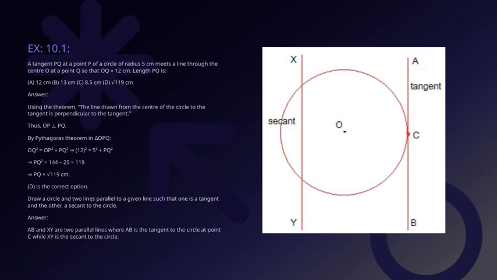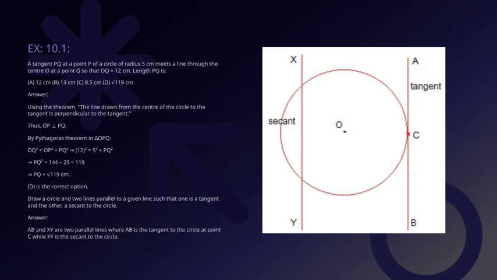The correct answer here is option D, which is the square root of 119 centimeters. How do we arrive at this? Well, by applying the Pythagorean theorem, we analyze the right triangle formed by the radius and the segments involved. Specifically, we find that PQ squared equals 119, which comes from subtracting 25 from 144. These are the squares of certain lengths involved in the setup.